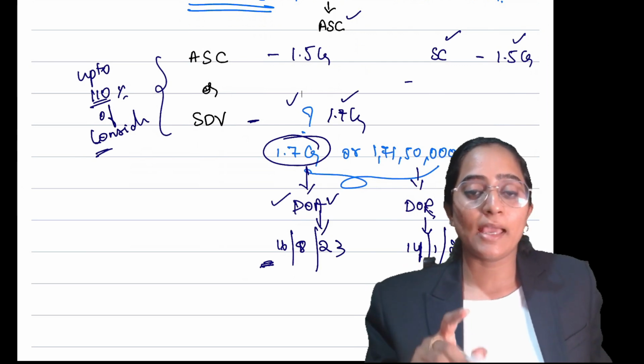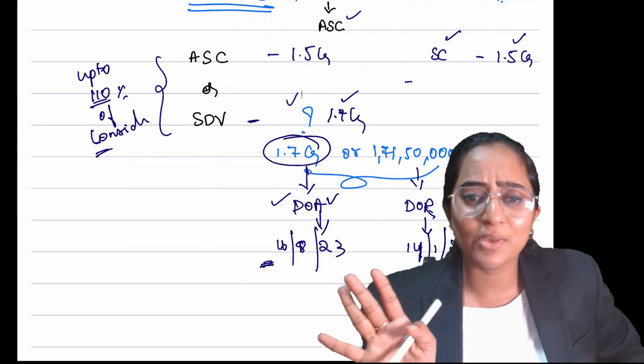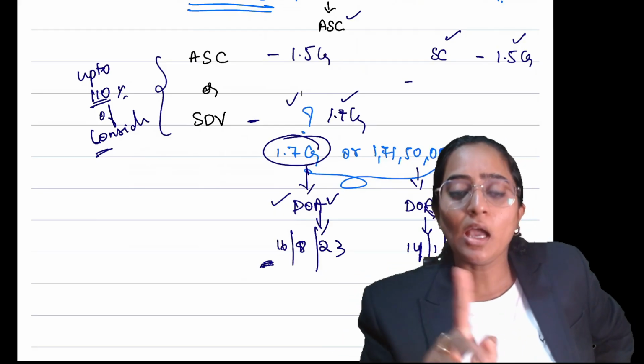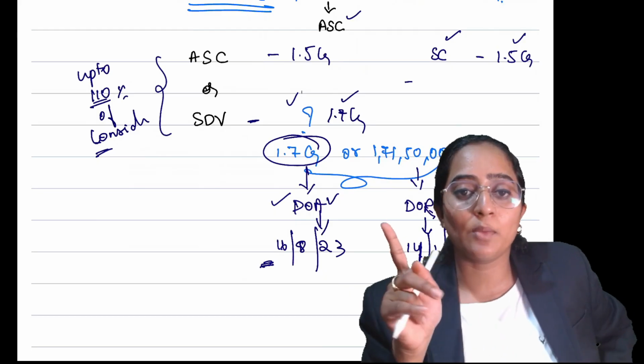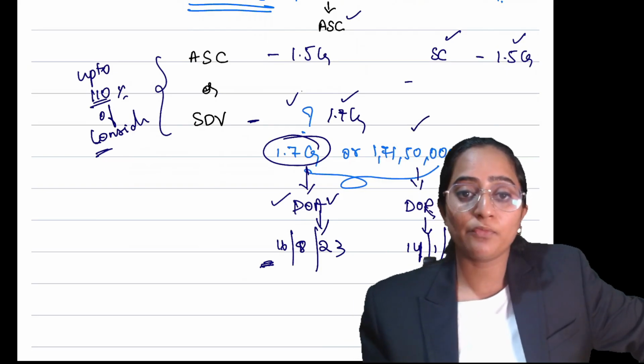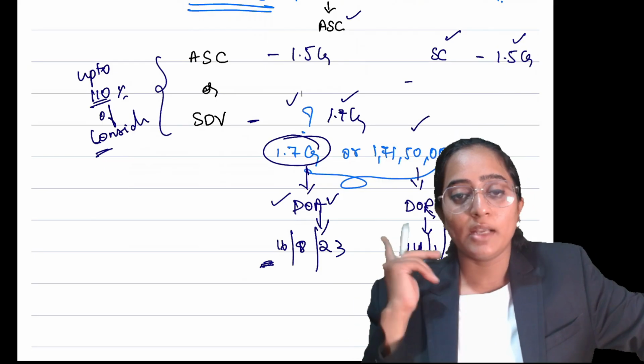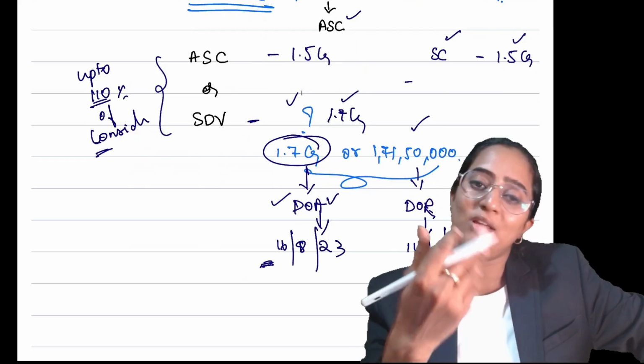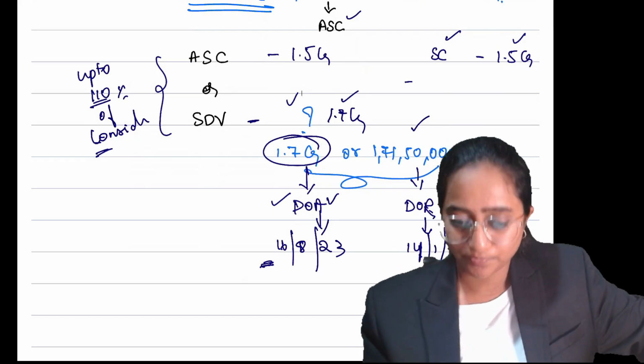Suppose you have paid it in cash. Then the government is not at all happy that you have paid in cash. We are not going to allow the date of agreement. In that case, you have to mandatorily take the date of registration only. If you have not complied with the provision, take the date of registration.